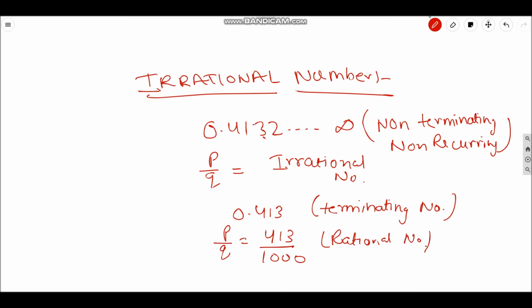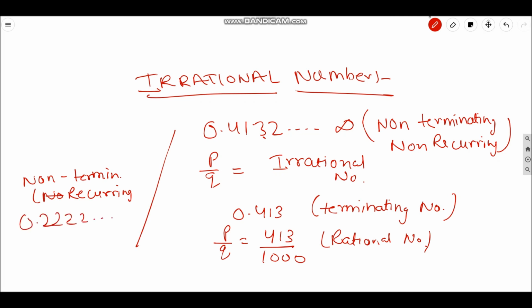One more important point here is about non-terminating and recurring numbers. Recurring means repeating, like 0.2222, where 2 is repeating in itself. That is also a rational number. I will prove later that non-terminating recurring numbers are also rational numbers. So what we get here is that those numbers which are non-terminating and non-recurring are all irrational numbers, while terminating numbers and non-terminating recurring numbers are rational numbers. I hope it makes sense, and that's all about this video. Thank you for watching my video. Thank you so much.